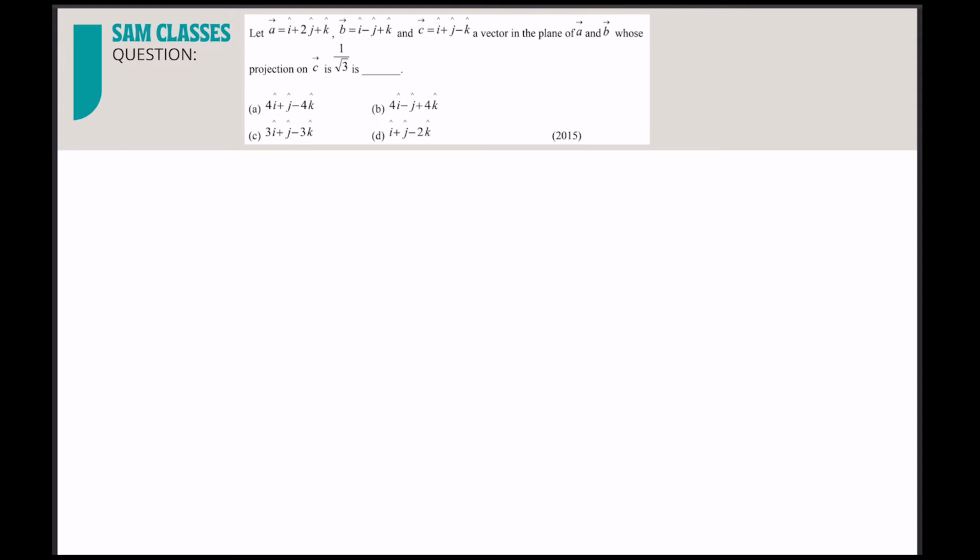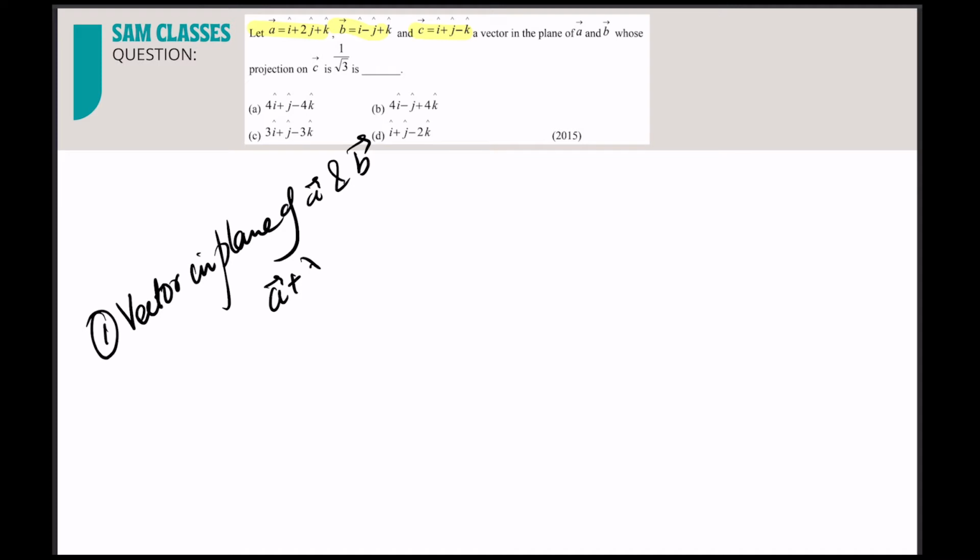Let's see the first question, how it is. What is it telling? So we have a vector, b vector, c vector. They're telling that there is a vector in the plane of a and b. So whenever they say a vector is there in the plane of a and b, I'll be giving you the shortcut and the tips. So do write it. First thing is, whenever they say a vector is in the plane of other vectors a and b, directly you write it. That vector is nothing but a vector plus lambda times b vector.